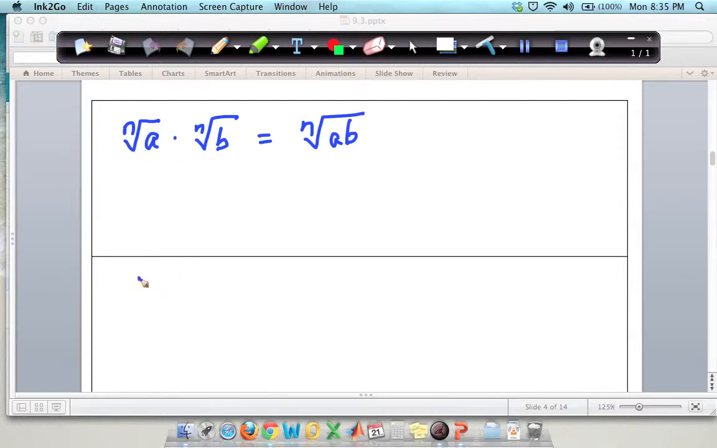The quotient rule is the same idea, except instead of multiplying, you're dividing. So if I have the nth root of a divided by the nth root of b, that would be the same thing as the nth root of a divided by b. Again, this can go in either direction. You can either take two and combine them, or take one and break it up into two separate radicals.